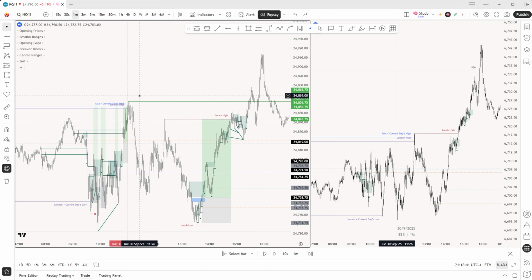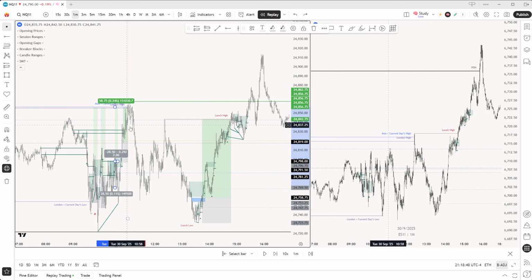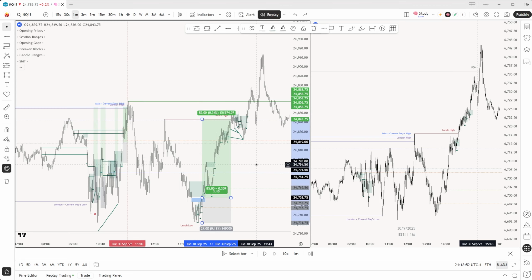And if you're questioning my risk management, let me tell you guys exactly how it is. These first 2 losses are full risk. Then this is half risk. This is half risk as well. And this is back to full risk because this is a completely different session. I rarely trade the PM session.